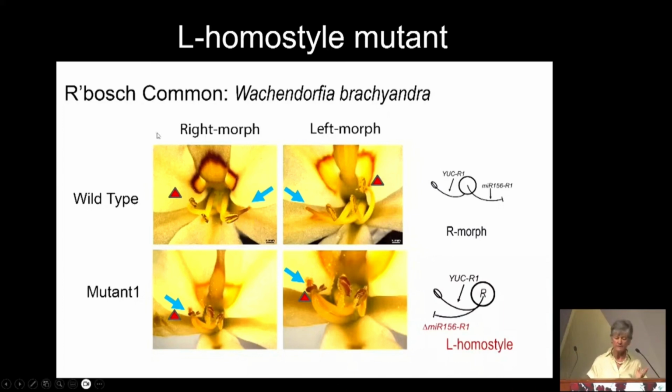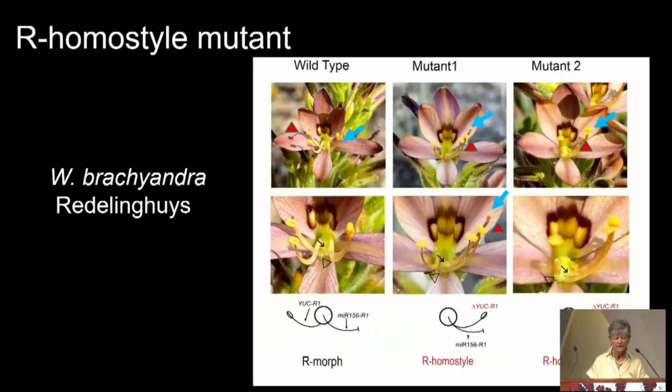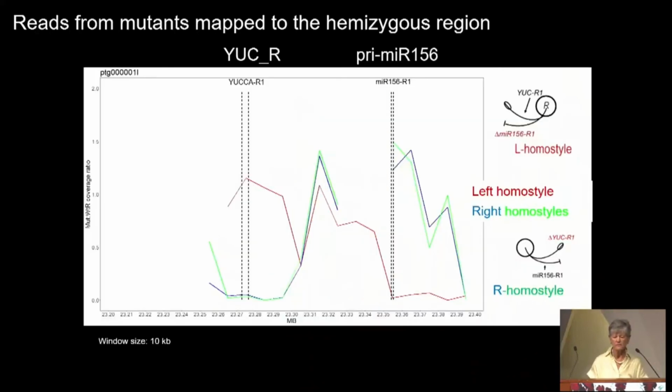And we would predict from the previous one that they might have a deletion in MER156. We found at a place called Riedlinghuis a bunch of R homostyles, which would have a prediction with a deletion in YACA-R. So we've sent these mutants off for sequencing. If you look at our left homostyle, which is in red, we predict a deletion in MER156. If you follow this red curve, YACA-R is present, but on the right-hand side with the red line, you can see that MER156 is completely absent.